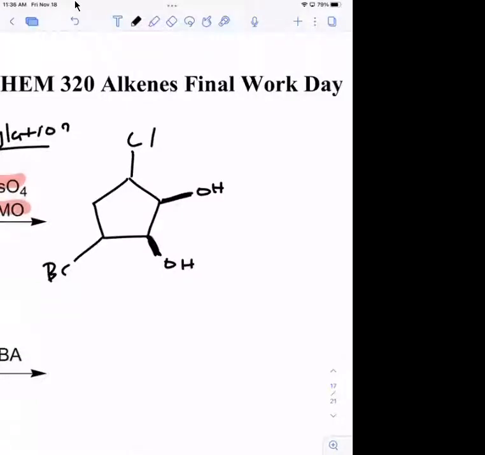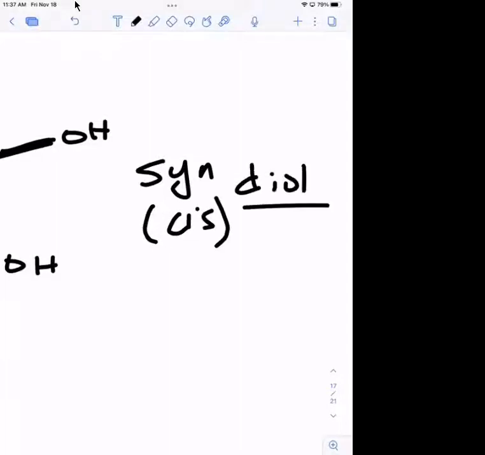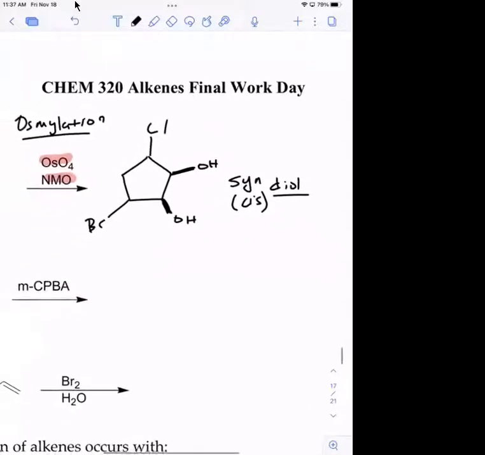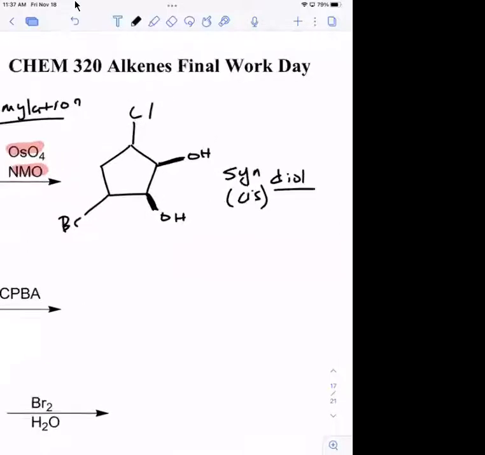But what do we know about osmylation? Like the stereochemistry that we can say is definitively characteristic of osmylation. Right, the alcohols are always on the same side. So we call it either syn or cis.